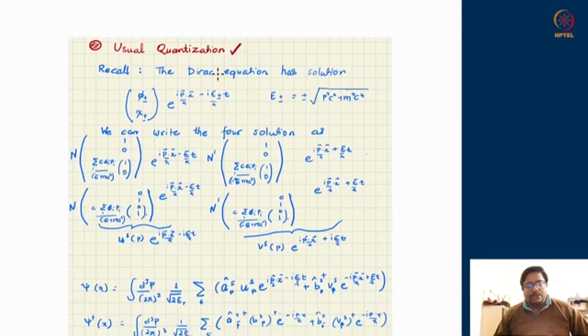So we first do the usual quantization, and surprisingly or unfortunately for us, we will see that this usual quantization scheme, which worked very well for the harmonic oscillator structure and the scalar field, despite being appealing, leads us to some unphysical conclusions, and therefore we have to tweak the usual quantization scheme in order to get meaningful physics out. So let us see what is the unphysicality inherent in the usual quantization procedure.